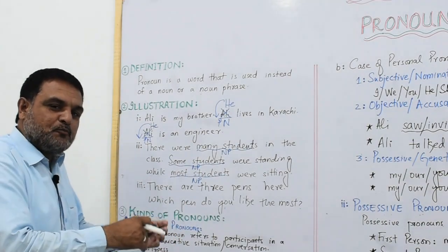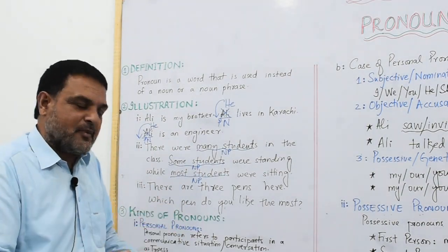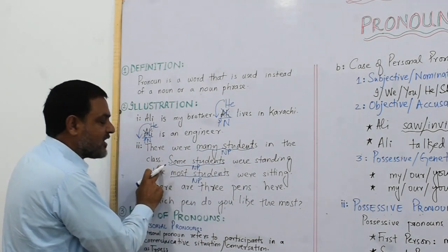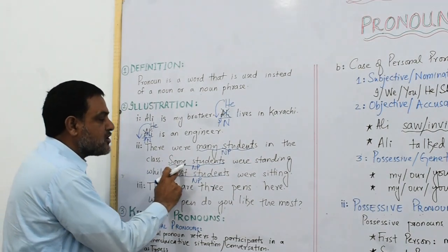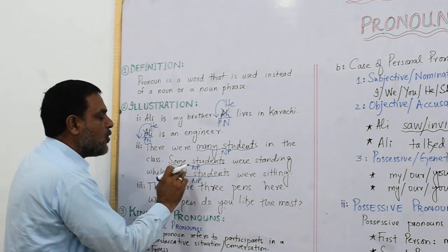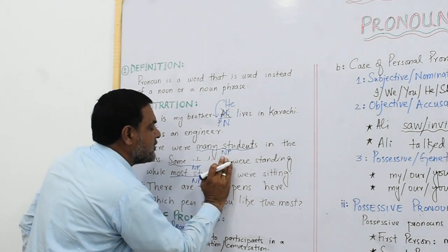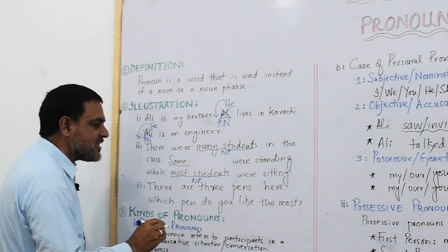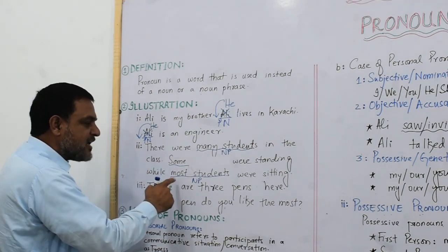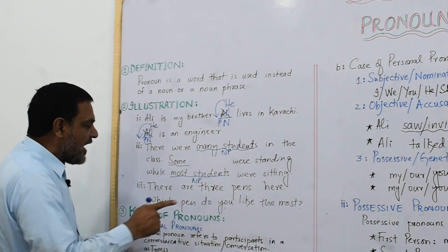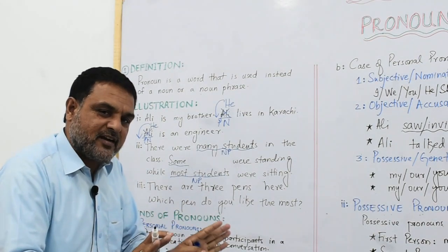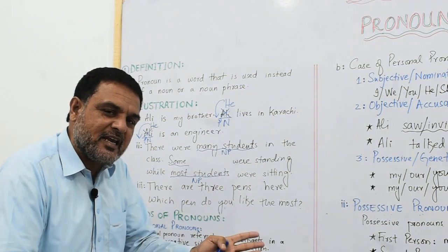But let me now begin the process of replacement. There were many students in the class. Some students were standing. What if I remove the noun students from here? And I simply say, instead of saying some students were standing, I say some were standing. It is perfect. It conveys the same meaning.